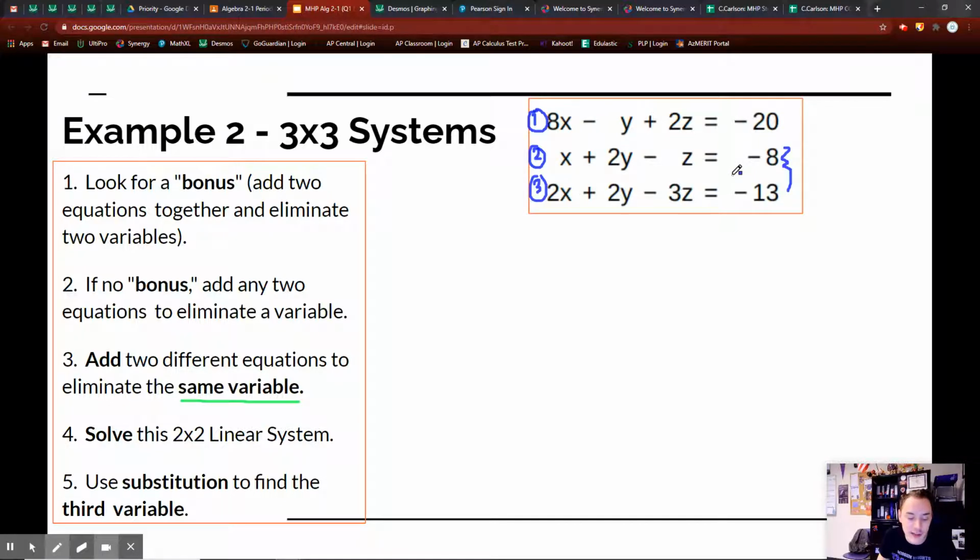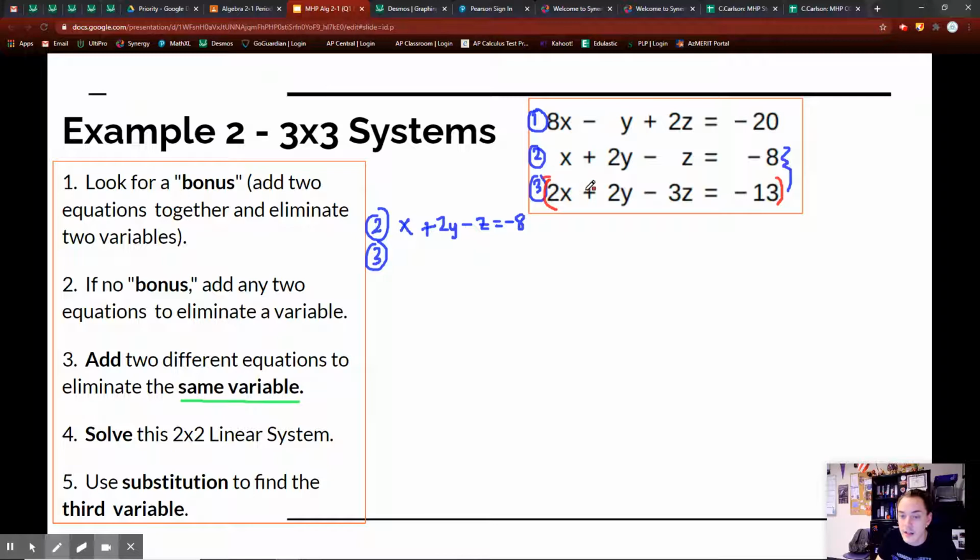Which variable do you think I'm going to try to eliminate? Of course, the y's, right? So I'm going to do 2 and 3. Let's multiply just 3 by the negative, so 2 will stay the same. Does it matter which one I multiply by the negative? No, it doesn't matter. Actually, I want more room here, so let's multiply this negative up here. What will that look like?